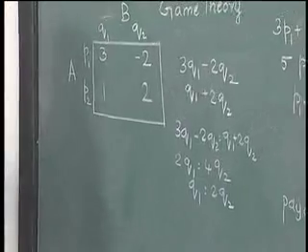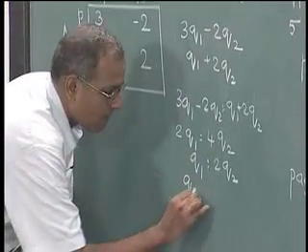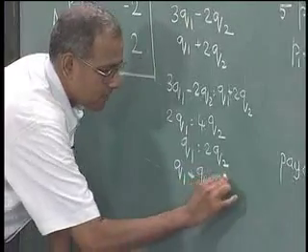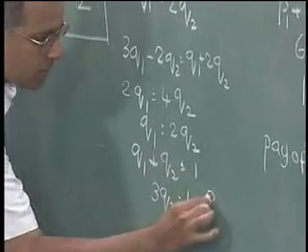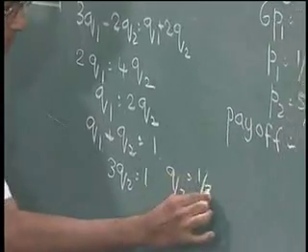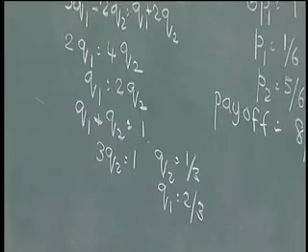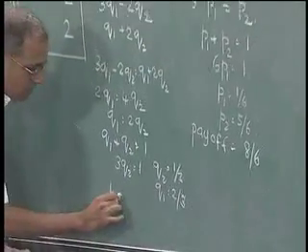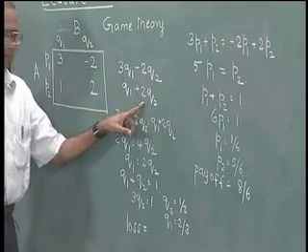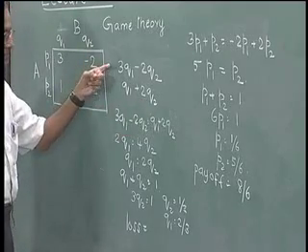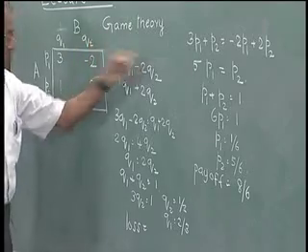Now, q 1 and q 2 being proportions and probabilities, q 1 plus q 2 is equal to 1. So, 3 q 2 is equal to 1. So, q 2 is equal to 1 by 3, q 1 is equal to 2 by 3, and B's loss or payoff will be q 1 plus 2 q 2 or 3 q 1 minus 2 q 2.